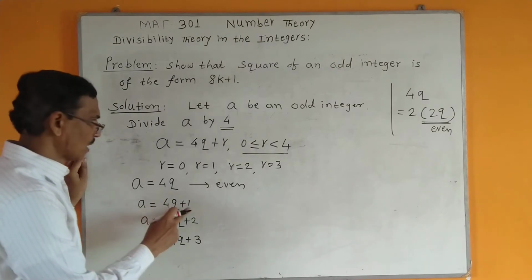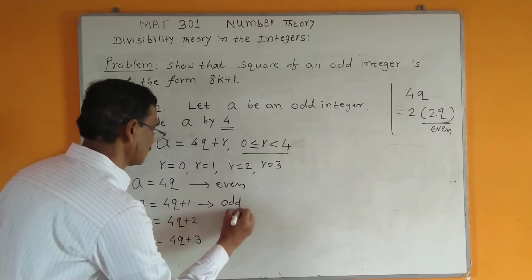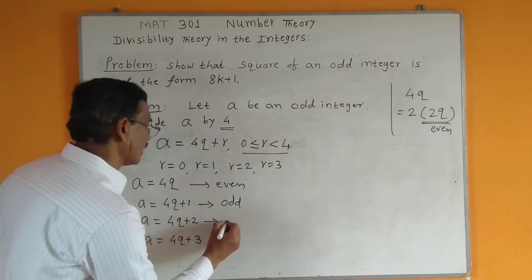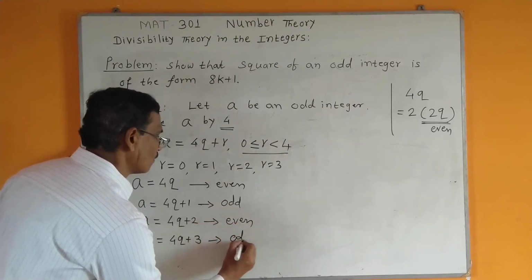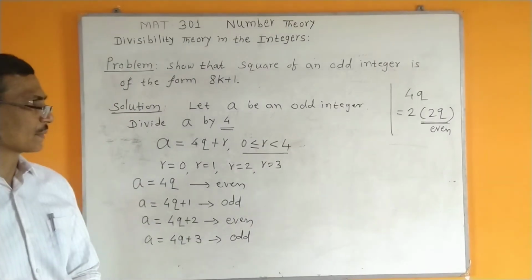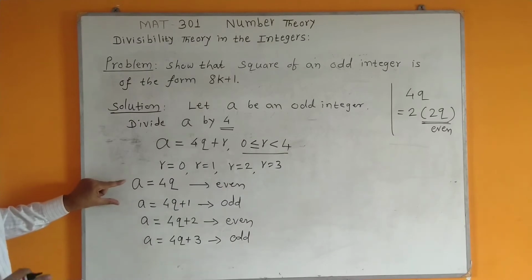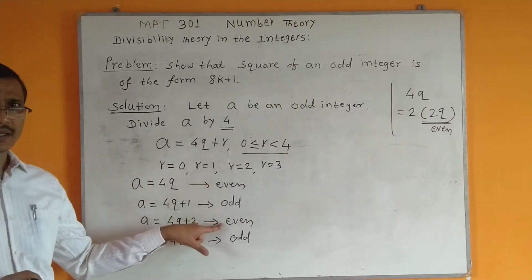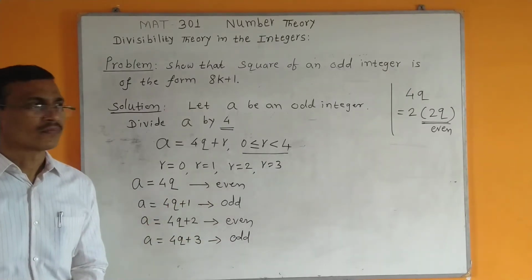4q is even plus 1. That means 4q plus 1 is an odd integer. 4q plus 2, even plus 2, is an even integer. And finally 4q plus 3 is an odd integer. Okay? Means we get two values of a as even and two values of a as odd.